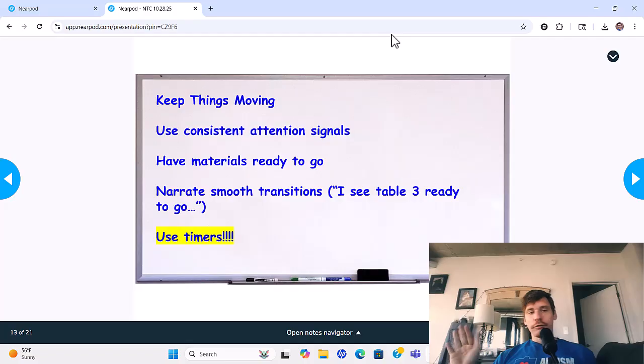Students do really well with jobs and they take their jobs really seriously if that's something that you're consistent with. And then it makes things run a lot smoother if students are helping out with things like distributing papers.